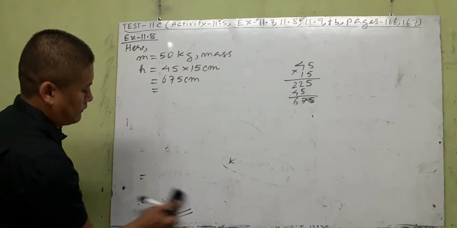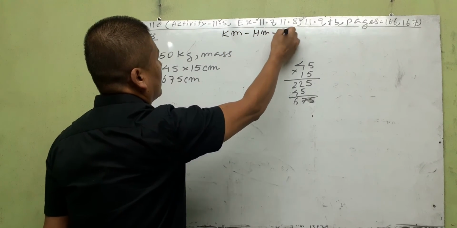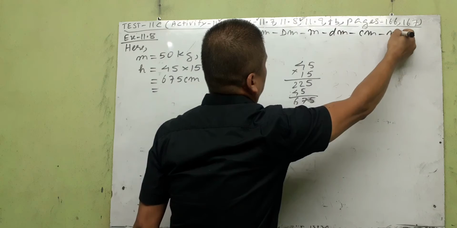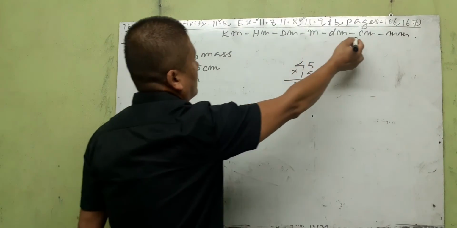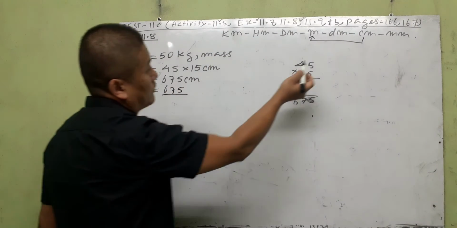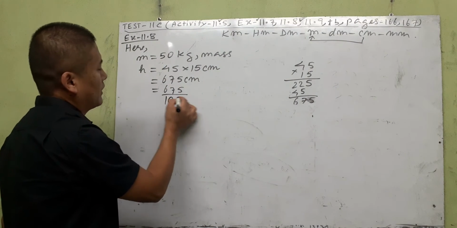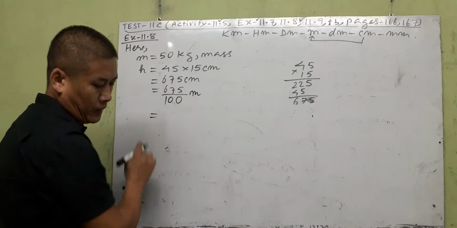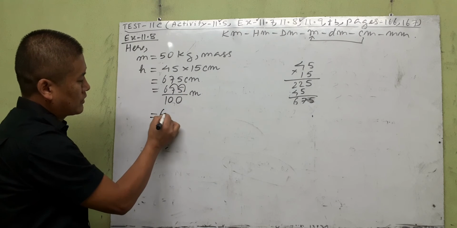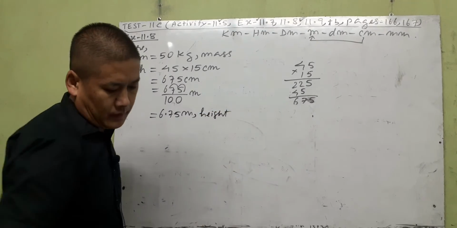So we know the SI unit of height or distance is meter, and we need to know this: kilometer, hectometer, decameter, meter, decimeter, centimeter, and millimeter. We have to change centimeter to meter, which means small to big, so divide. 675 divided by how many places? Don't count the first one, 1, 2. So one place is 10, another place 10, 10 and 10, 100. This will become meter. The decimal will move 2 places, so 6.75 meter is the height that is climbed by the boy.